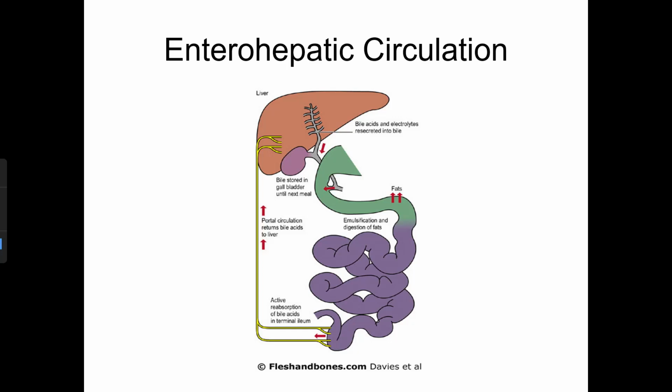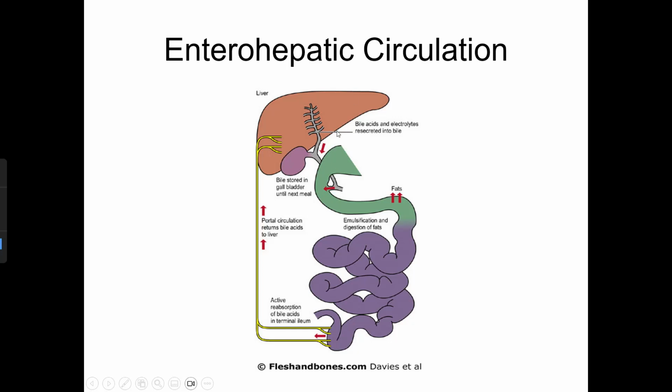The enterohepatic circulation system. So we have the duodenum, and from the duodenum, we have an influx from the gallbladder, and we also have influx from the pancreas, and that's going to put digestive enzymes into that duodenum. That is the location where you're going to have the majority of emulsification and digestion of fats. So as soon as fat gets into the stomach and into the small intestine, we want to stimulate the release of bile from the gallbladder.